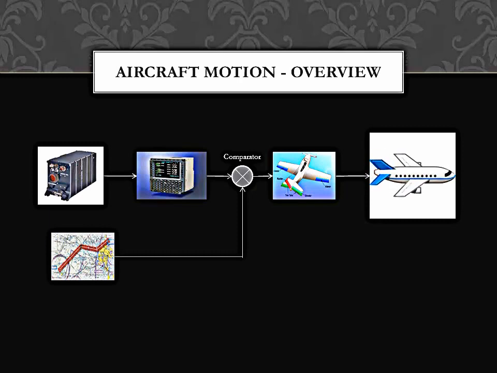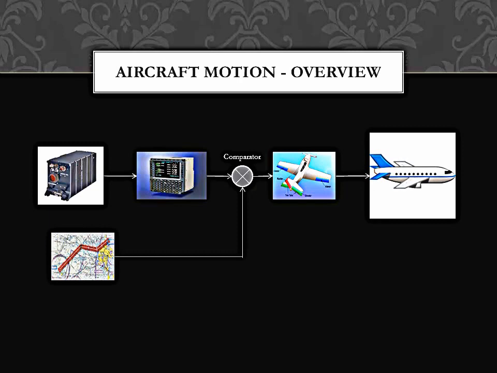The whole thing is a closed-loop system where the FMS continues to receive position information from the navigation system at every point of time, and the comparison with the flight plan keeps happening. This way, the aircraft can be navigated towards the destination and in the desired path.